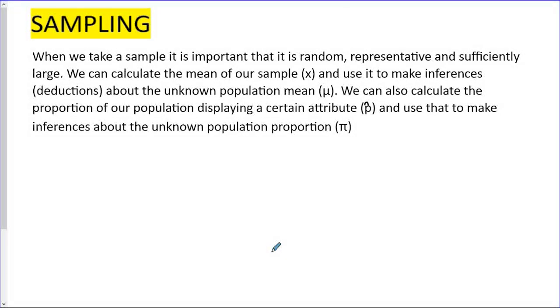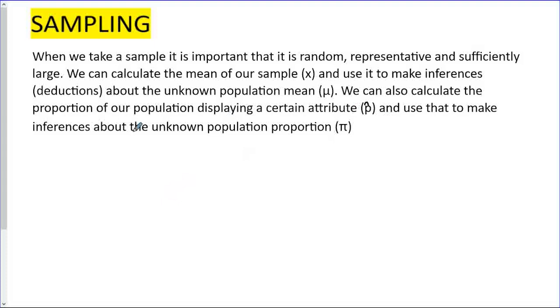What we do is we take a sample in order to make inferences or deductions about the population. The important thing when we sample is that our sample must be random. It must be representative. In other words, it should represent the population from which it's drawn, and it must be sufficiently large. We can calculate the mean of our sample, and we can use it to make inferences about the unknown population mean, which is called mu.